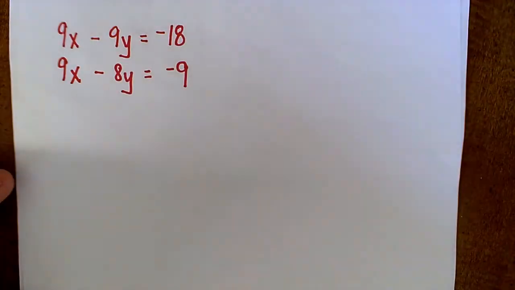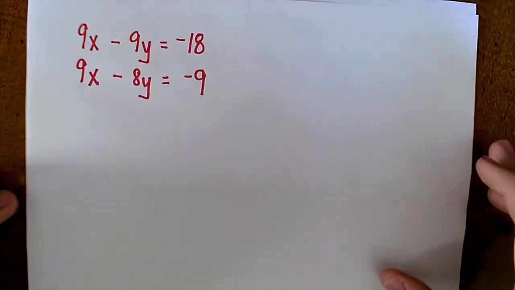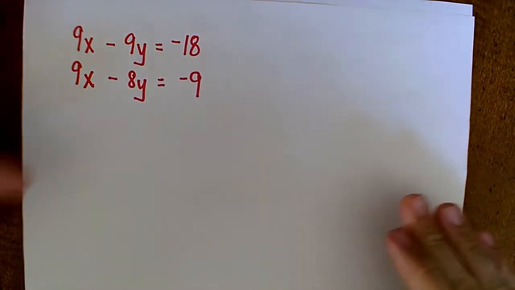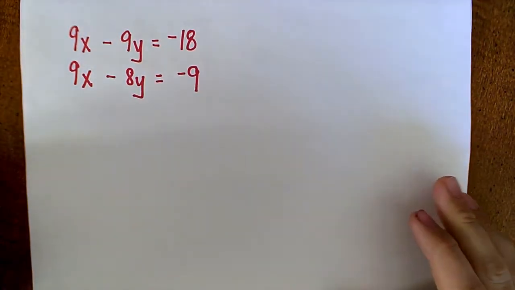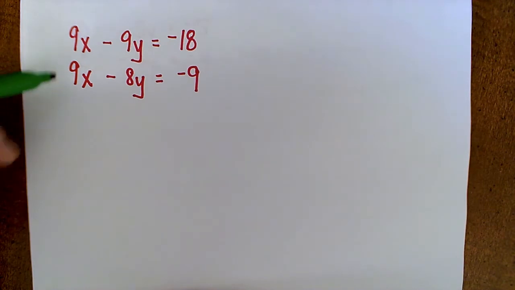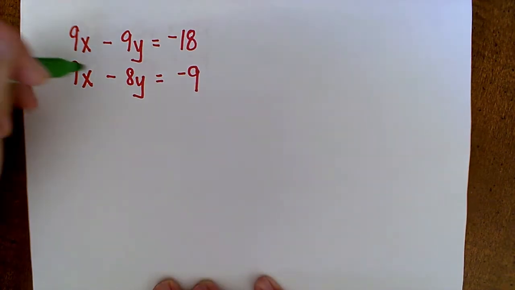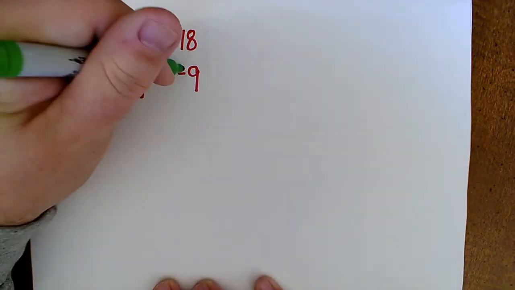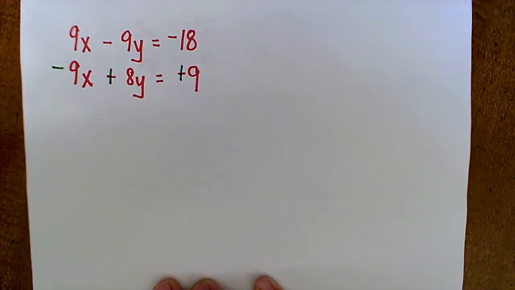Now in this next one, we have 9x and we have 9x, okay? They're really close to being one positive and one negative, but they're not quite there. So what we need to do is we need to multiply one of the equations by -1, which means that we're going to change every sign in one of the equations, okay? I'm going to do it to the bottom one. Minus, plus, plus. We changed every sign.